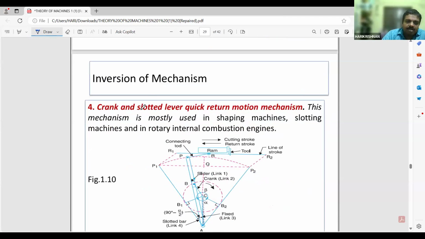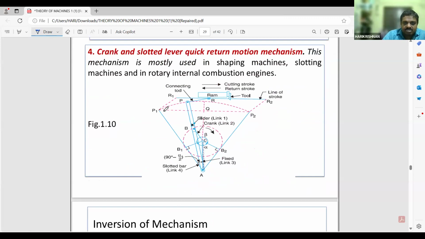Next is an important one, known as the crank and slotted lever mechanism. You can usually find this in shaping machines, slotting machines, etc. Here you may see the ram, where the tool will be positioned. Over here, this link 3 is known as the fixed link.